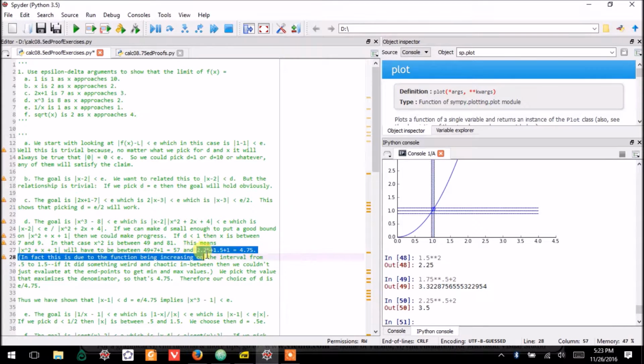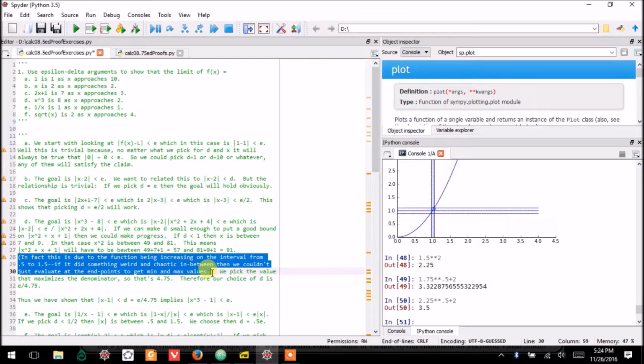And the maximum is 81 plus 9 plus 1, which is equal to 91. And so we would like to have a value that is necessarily less than this. That's the inequality that we want. So if I just choose a denominator value greater than or equal to the maximum, which apparently is 91, then it will get the job done.